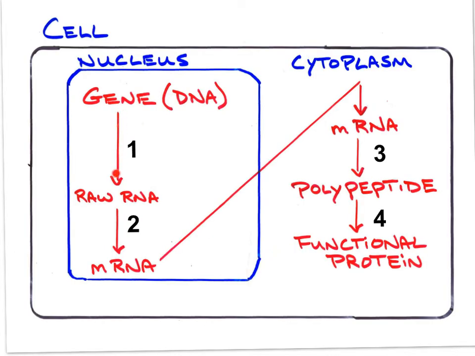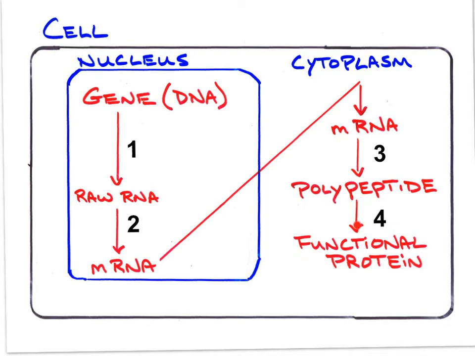Transcription, step 1, takes place within the nucleus of eukaryotic cells. Remember that in prokaryotic cells, transcription would take place in the cytoplasm. The raw mRNA transcript is modified. This is step 2. The mature RNA transcript leaves the nucleus, and translation, step 3, occurs in the cytoplasm. The polypeptide is modified or joined by other polypeptides, remember hemoglobin with 4 polypeptide chains, to become functional protein.